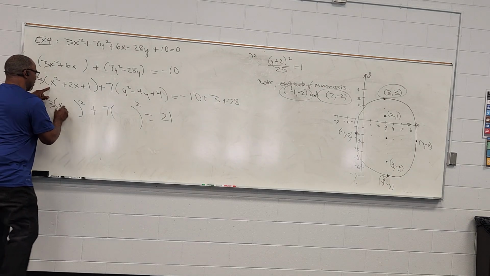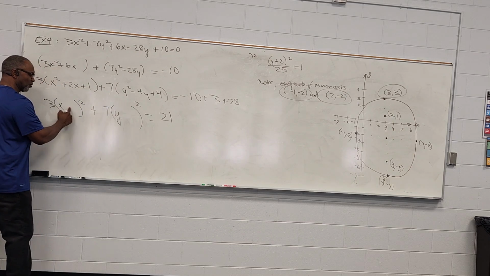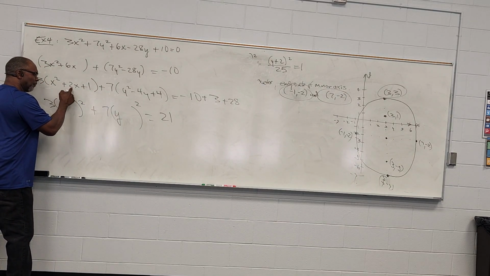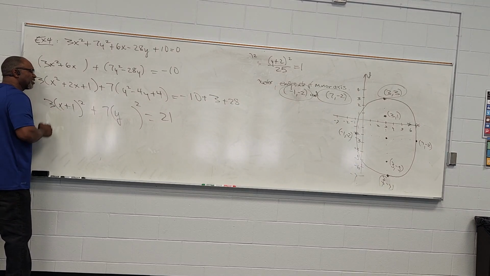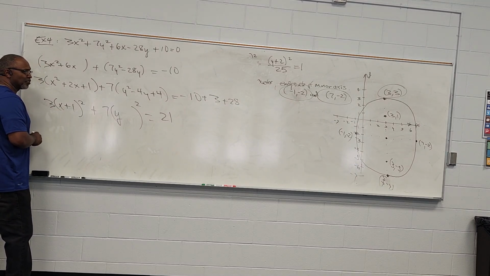There's got to be an x here. There's got to be a y there. The only question is what goes here. Well, half of a positive 2 is a positive 1. That's what goes there. The factoring comes for free when you complete the square.